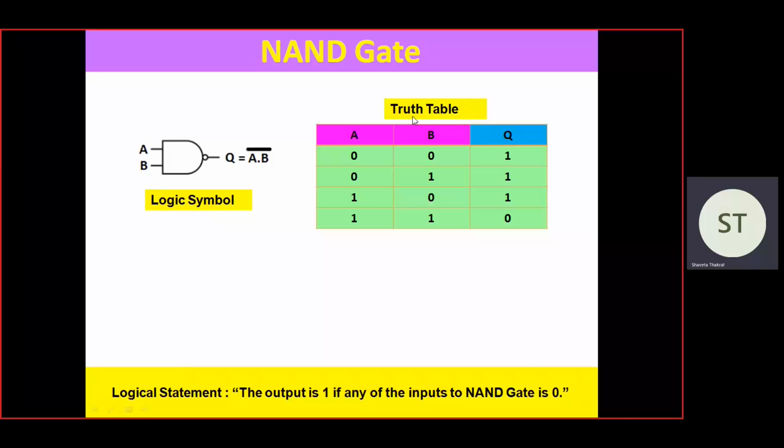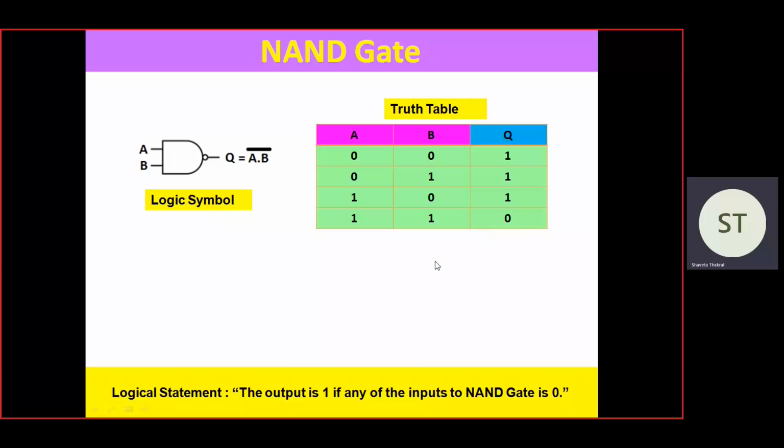And this is the truth table of NAND gate. We have shown here the four combinations of A and B as inputs: 0 0, 0 1, 1 0 or 1 1. And Q is the output of NAND gate. For the 0 0 combination the output is 1. For 0 1 it is again 1. For 1 0 also it is 1, and for 1 1 it is 0.